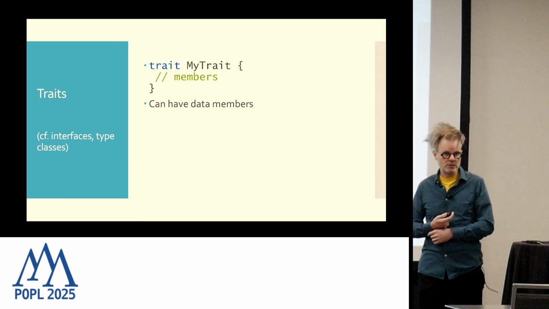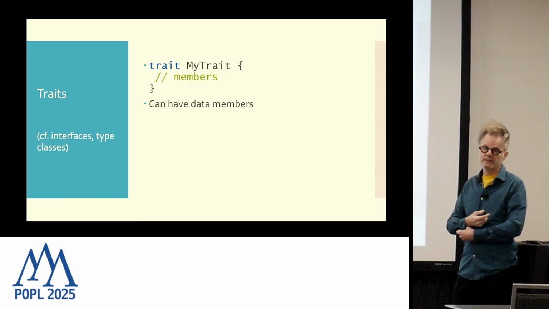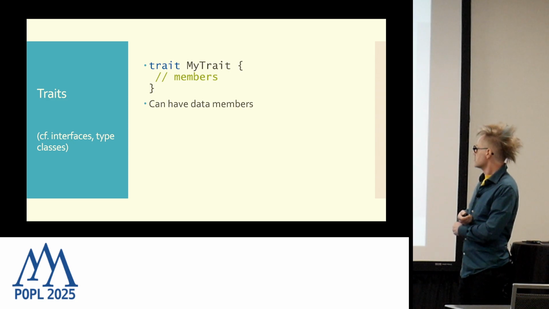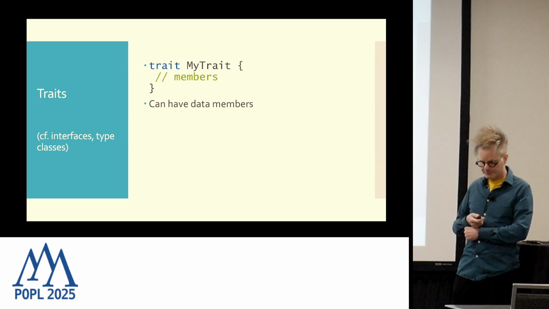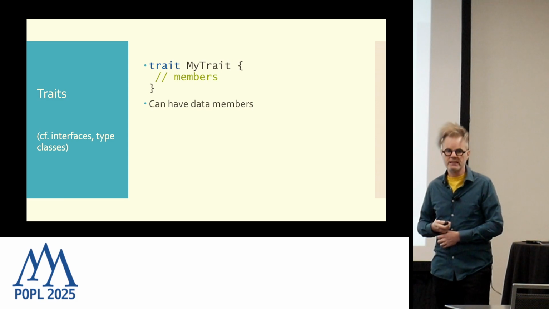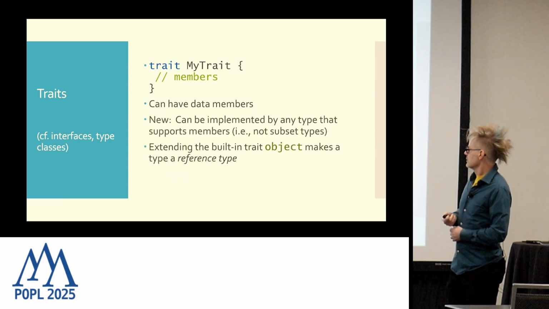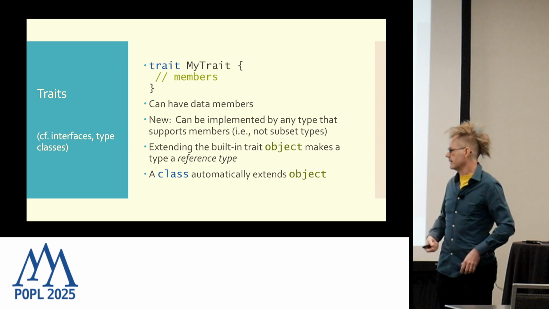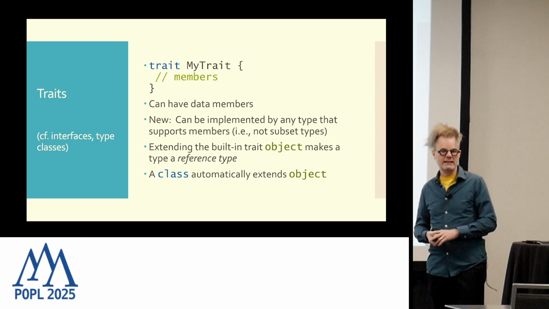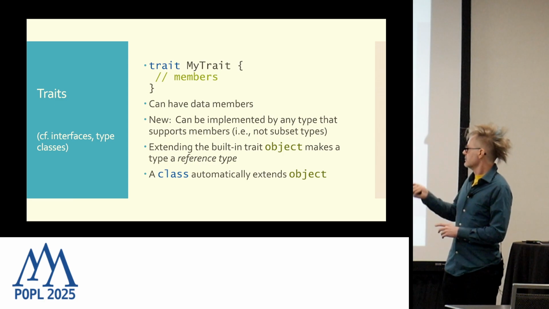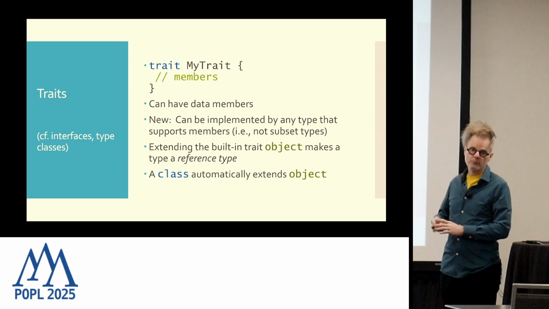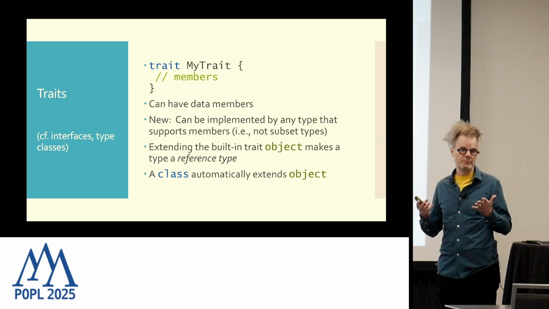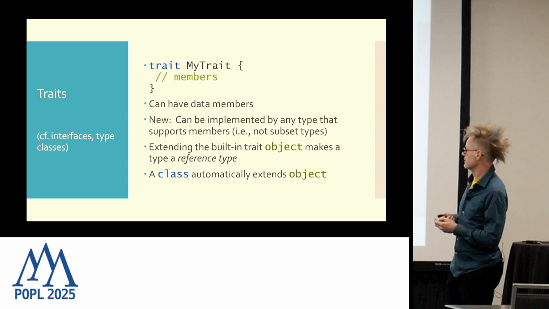And traits have also been in the language for some time, but they had started off very simple. So the traits can now do many more things than before. I should mention that traits are like Java interfaces or a little bit like type classes in Haskell. And a difference from many other languages is that they can have data members. Not all languages support that.